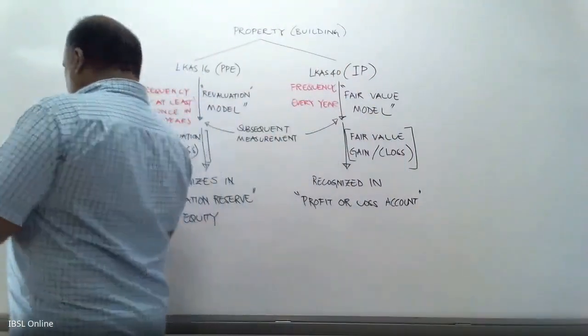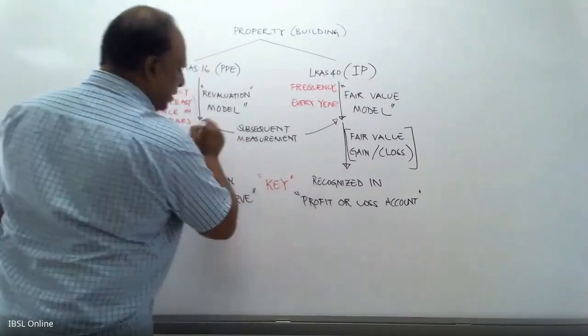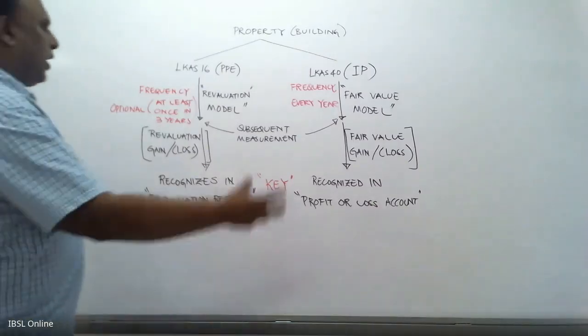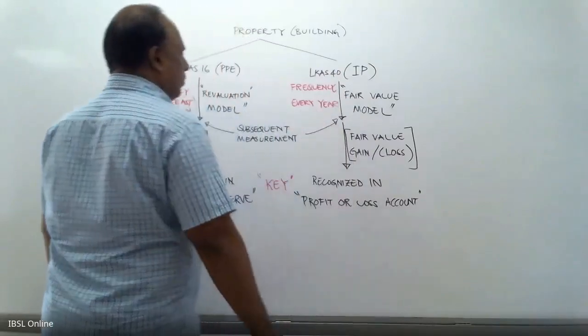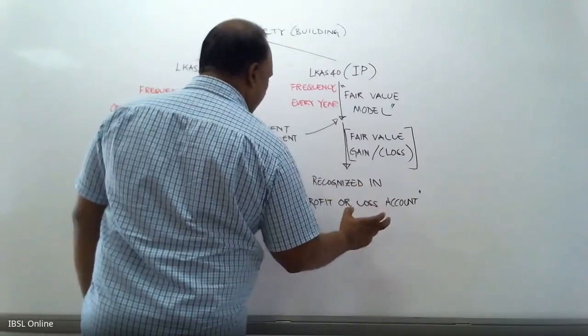So this is one of the key differences, because there have been exam questions. This is one of the key differences between the two. That is, when you have a property which is classified under LKS 16 and it is using the revaluation model, any revaluation gain or loss is recognized in the revaluation reserve under equity. Whereas if it is LKS 40 and it is using the fair value model, then the resulting fair value gain or loss should be recognized in the profit or loss.